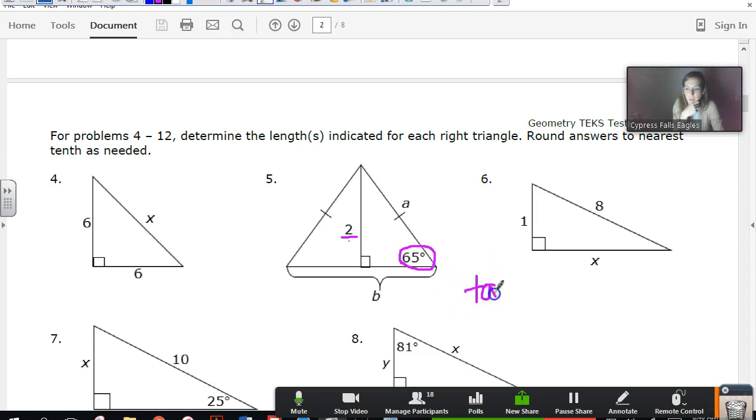I know a lot of you can't use your mic. Tan 65 equals opposite over, I'm not going to call it B because it's not going to be B. What is it going to be? Half of B. Yes. Okay. So 2 divided by tan 65, and then you double your answer.